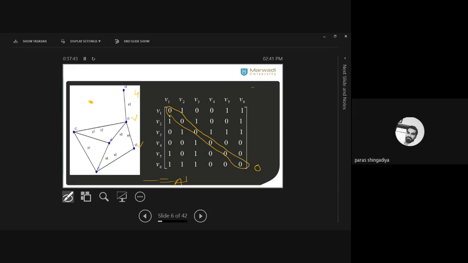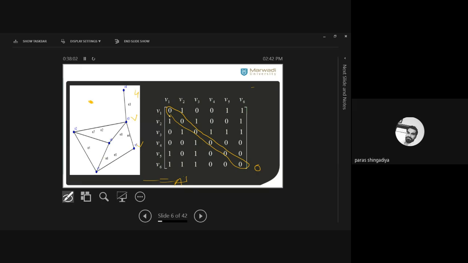Now the first row corresponds to the answer for the first vertex. Clear? So how many ones appear in the first row? Three ones. And what is the degree of the first vertex? 3. Clear? Same for the column also.